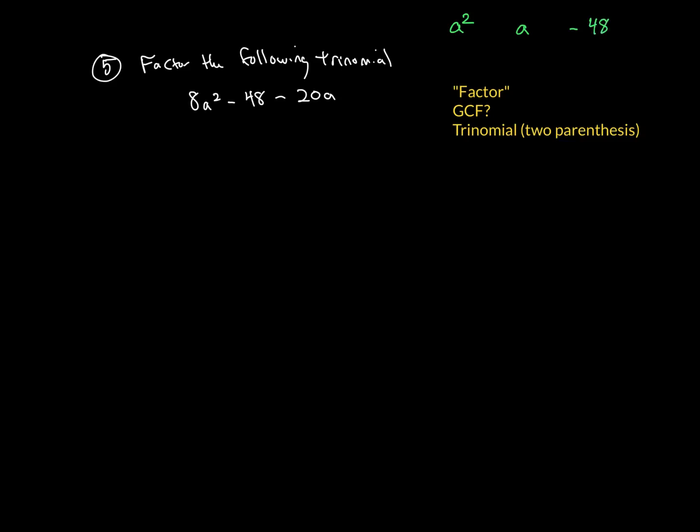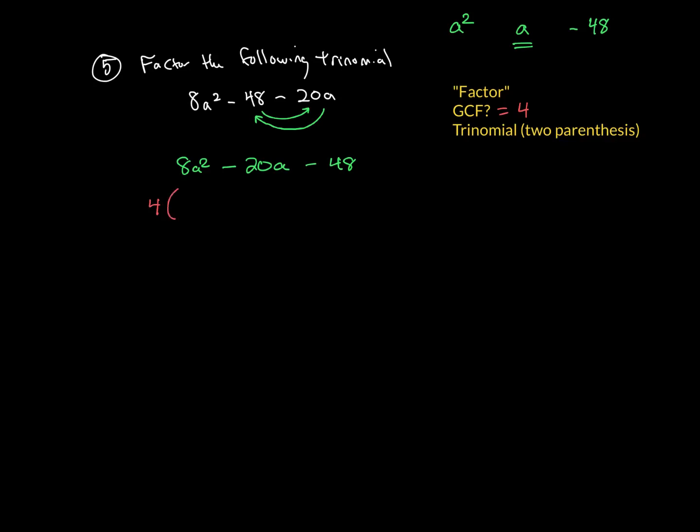So I would rearrange these. We're going to put the 20a in the middle since we typically have the a term in the middle. That way we've got the squared term first, the a term, and then the constant. So now we've got 8a squared minus 20a minus 48. Next, we want to check to see if there's a greatest common factor. In this case, there is. We can take 4 out of every single term here.